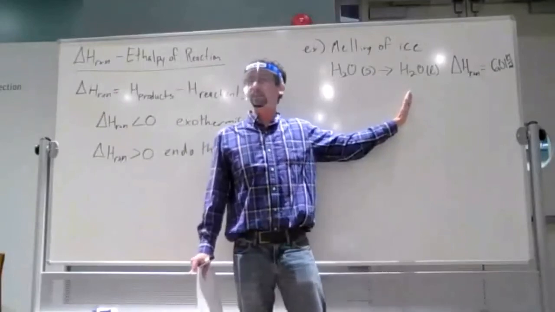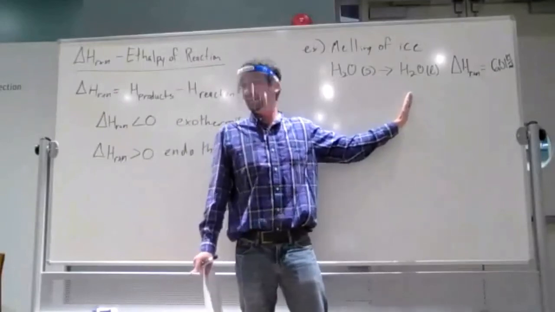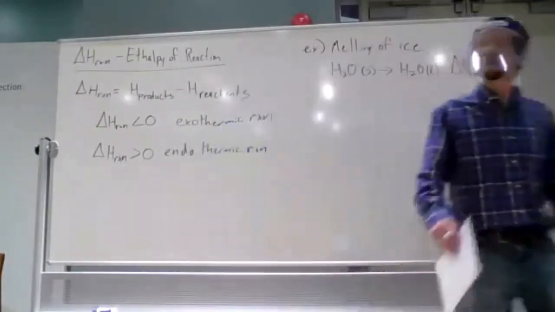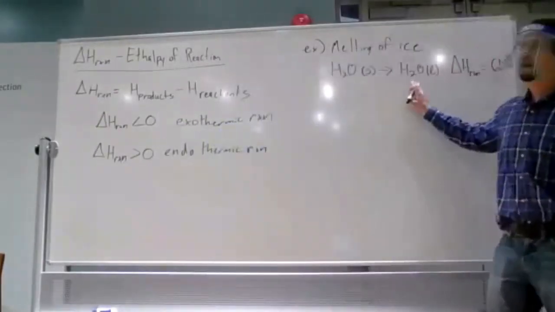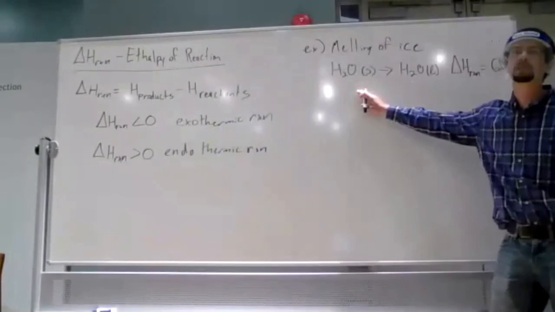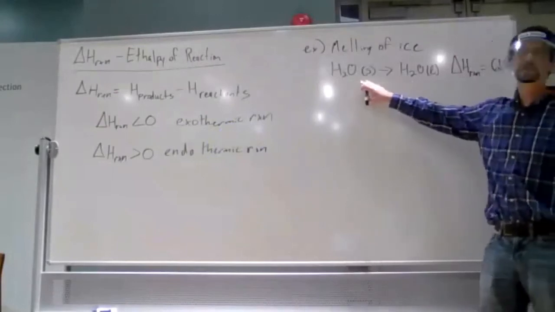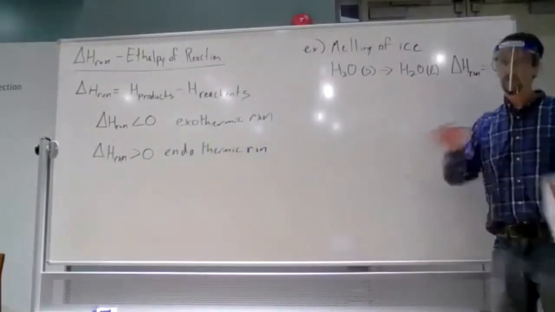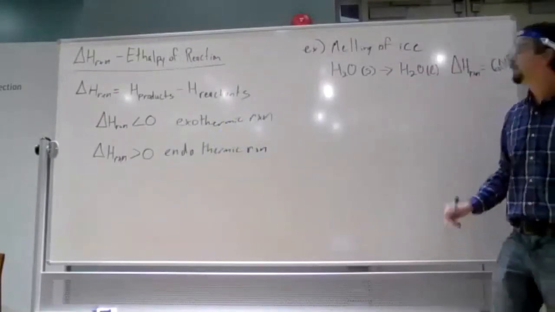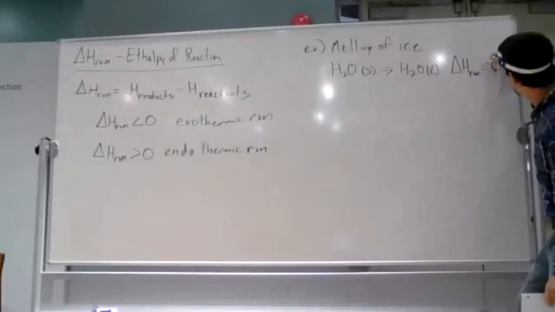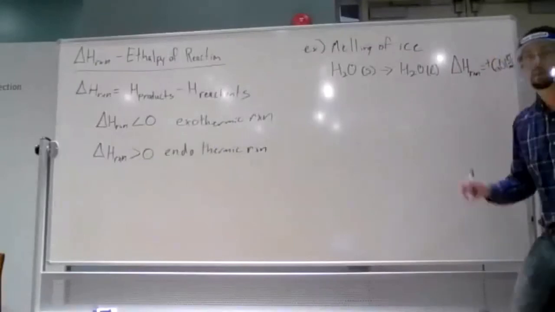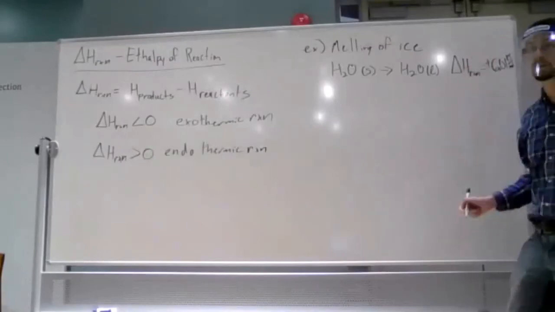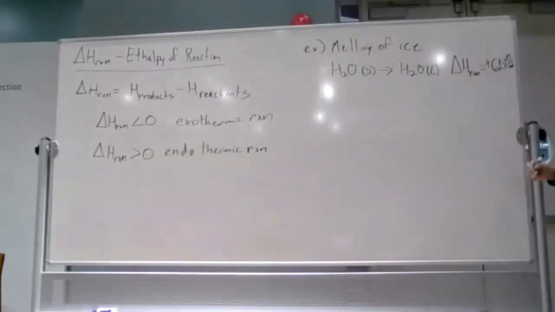Does that make sense? Yeah, it does. It makes complete sense, right? What happens to the distance between the molecules, or what happens with the motion of the molecules? Which has more motion in it, the liquid or the solid? The liquid. The molecules are vibrating around a lot more. So in this case, we should have a positive sign, right? We have to put energy into our system. Yeah. Is that 6.01? Yep, it's 6.01 kilojoules per mole.